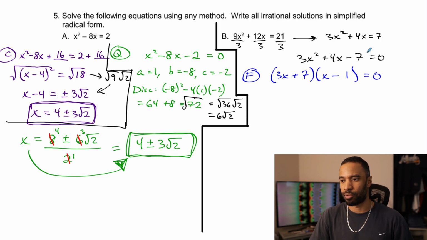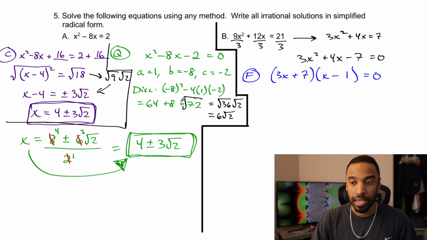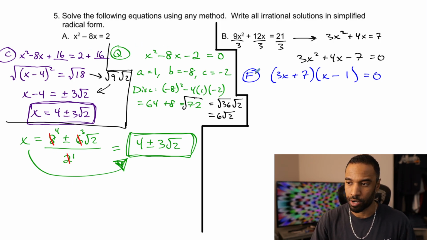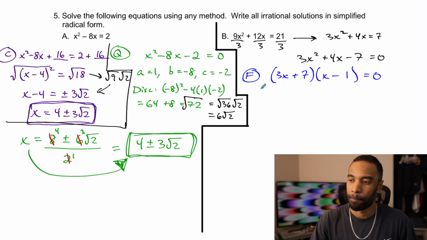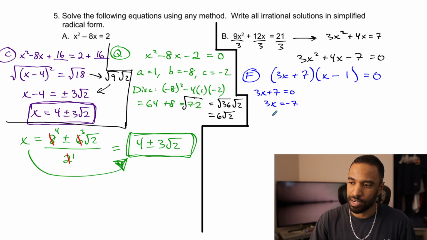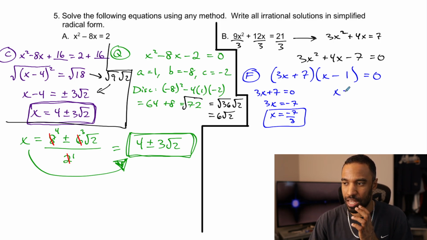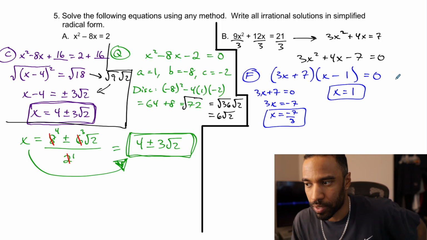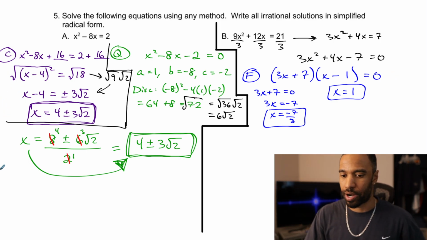This one was factorable. Back to another method where I couldn't guarantee they were factorable, like A. So no guarantees of factorization anymore, guys. You factor on your own merit. So anyway, 3x plus 7 equals 0. Therefore, 3x equals negative 7 and x equals negative 7/3. That's one of the two answers here. The other answer: x minus 1 equals 0. Add 1 to both sides, x equals 1. Cutting corners where I can.